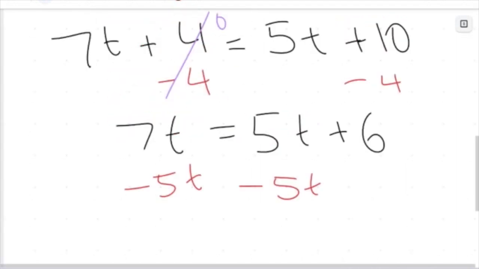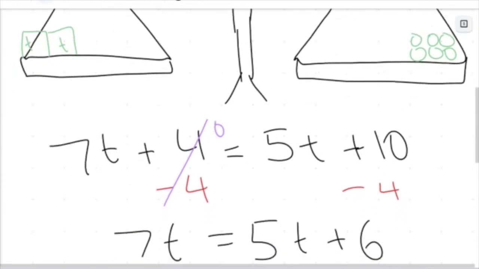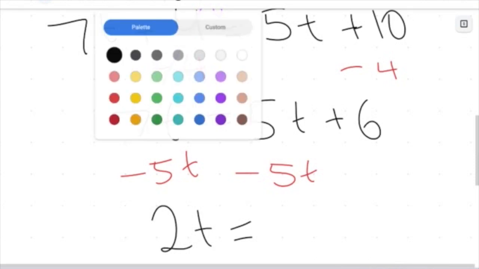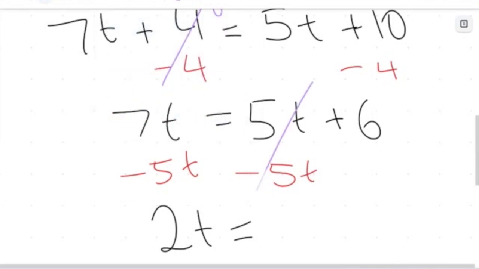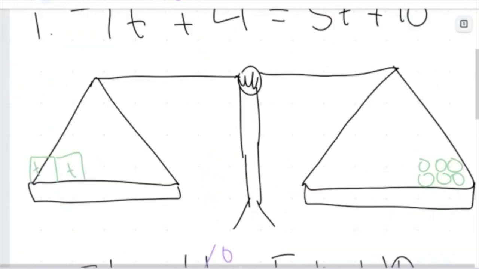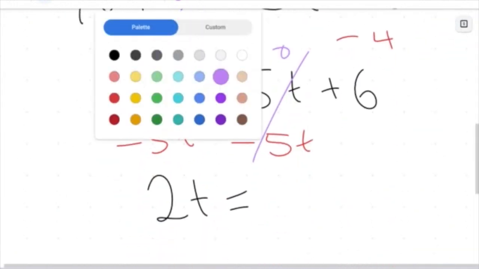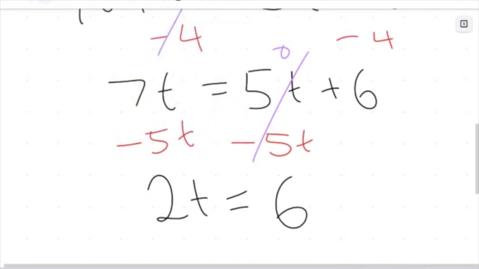What do I get left with? Well, I have 2 boxes here, so I have 2t, and I have 5t minus 5t. Once again, that kills this off. I have 0 boxes, as you can see, and I have 6 marbles left. So I get 6 on this right-hand side.